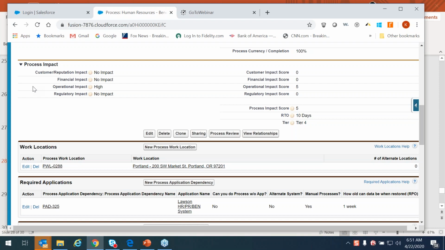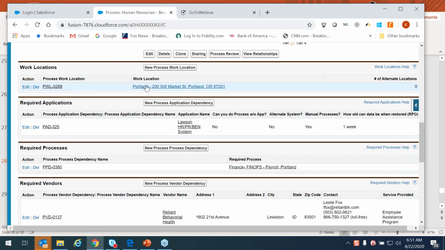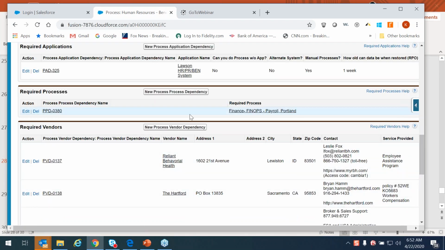And depending on how the planner answers these questions, we come up with a process impact score, a recovery time objective for the business process, and the tier that that process is in. Here's the work locations. This particular business process works in our Portland office. Their required applications that they're dependent upon are Lawson, which is our Human Resources Benefits Program. Their process-to-process dependencies: for this process to operate, Finance, FinOps, payroll has to also be operational.